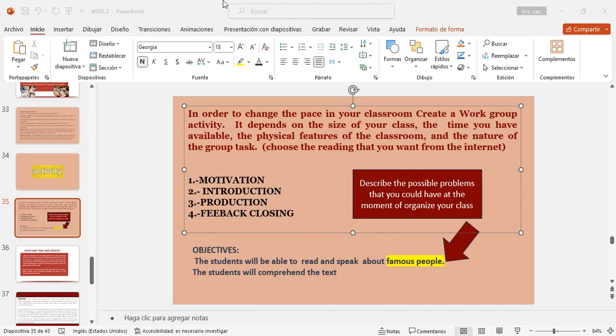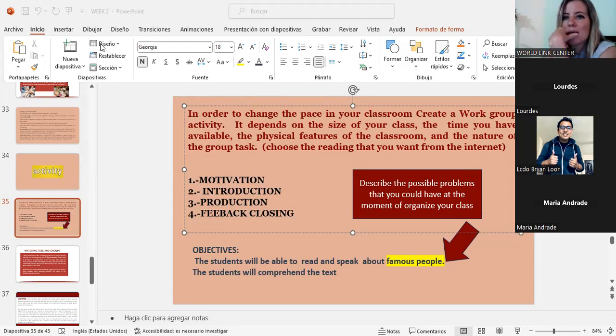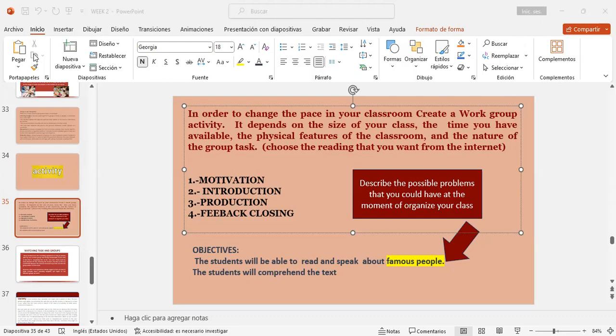The nature of the group task. And that one I don't understand. The nature of the group task is what kind of student that you have. They are very active, or they are the kind of student that you have to push all the time. So you have to create an activity that is engaging and very active for them. So we can put here the level they have, or if they are children or teenagers.